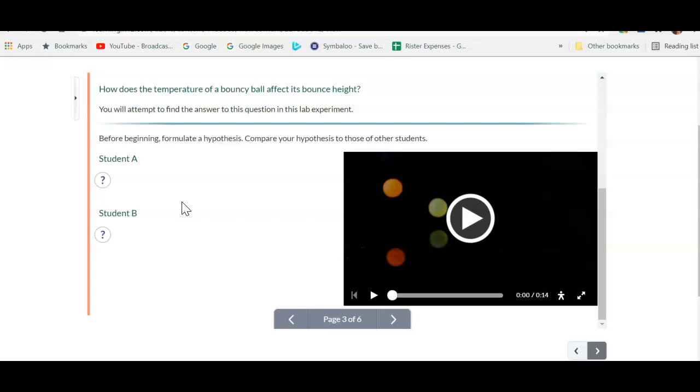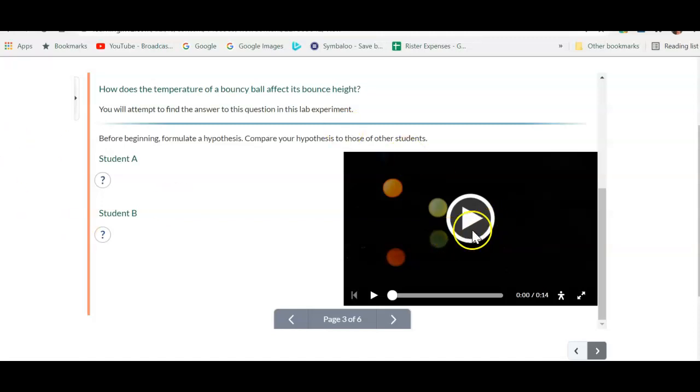Remember, that should be an if-then statement. So if the temperature of the bouncy ball is blank, then the bounce height will be blank. So that is a very good hypothesis statement. You need to fill in what you think will happen.